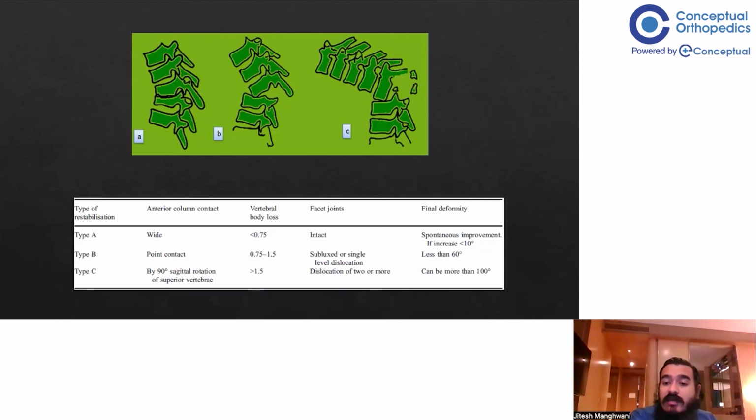Final deformity: spontaneous improvement is seen if the increase is less than 10 degrees in type A. Final deformity would be less than 60 degrees in type B, and it would be more than 100 degrees in type C. So this is how the final deformity can be understood via the type of restabilization, be it A, B, or C. Type A, there would be a spontaneous improvement or the increase would be less than 10 degrees. Type B is less than 60 degrees increase in kyphosis, and type C is when the kyphosis can go beyond 100 degrees.